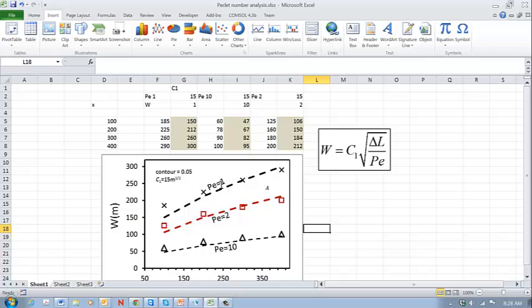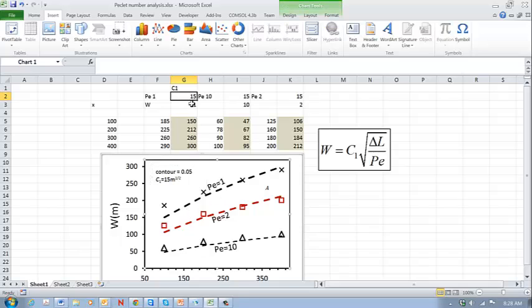But what we can also do is compare these different values for the different Peclet numbers. I ran the simulation 3 times for different Peclet numbers, and I kept this C1 constant the same. It's got units of square root of meters, and when I used a 0.05 contour, it works out that 15 square root of meters gives me a pretty decent fit. I generated these data and came up with the 15 square root of meters, and then I generated these other data sets and just kept the same value for C1.